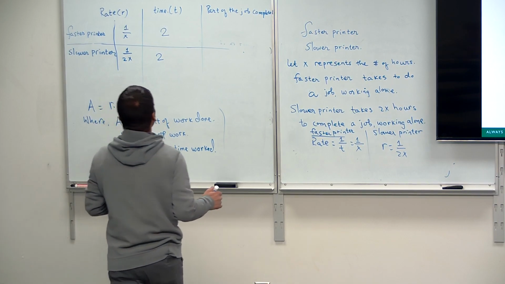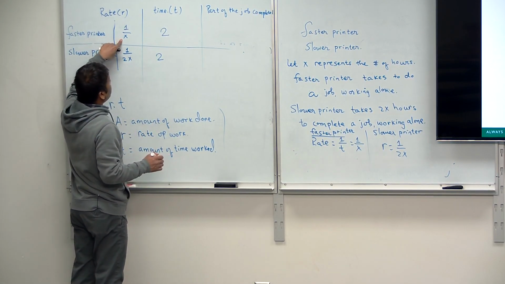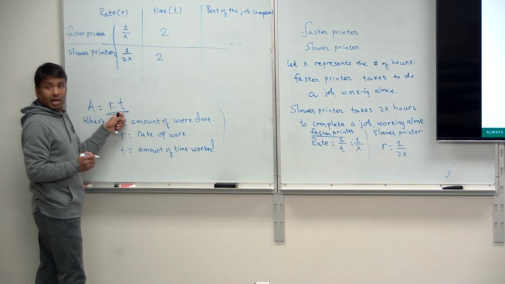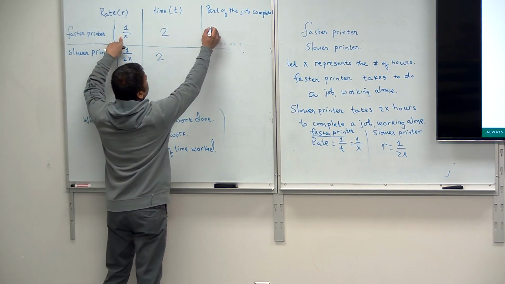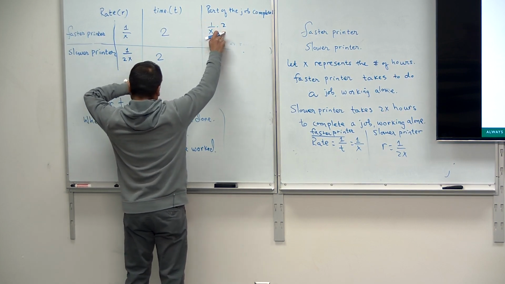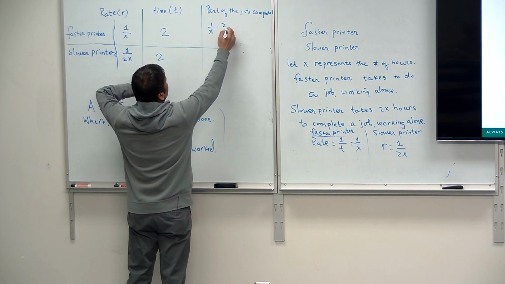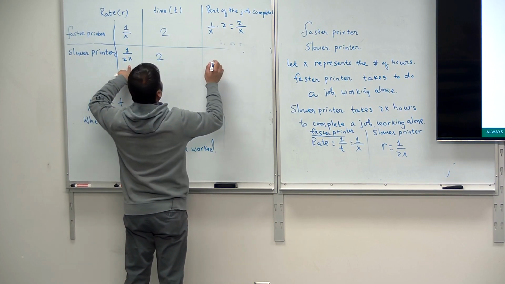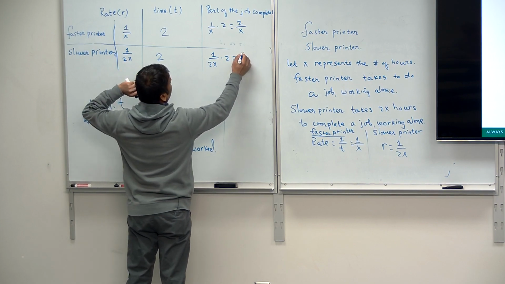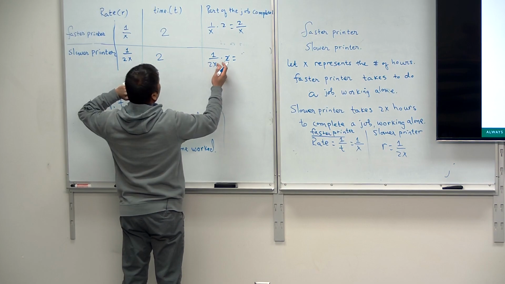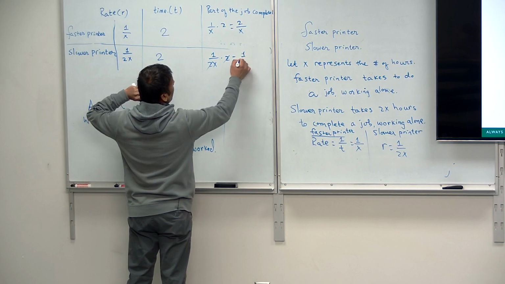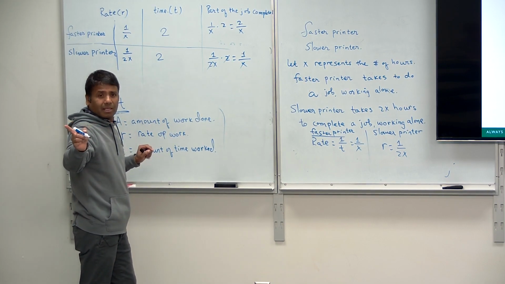And then the part of the job completed by the faster printer is rate times time. The amount of work completed is R times T. So you multiply 1 over x by 2. This is rate times the amount of time worked, which is 2. So this is going to be 2 over x. And here, 1 over 2x times 2, you see the 2 and 2 cancel. So you'll have 1 over x.